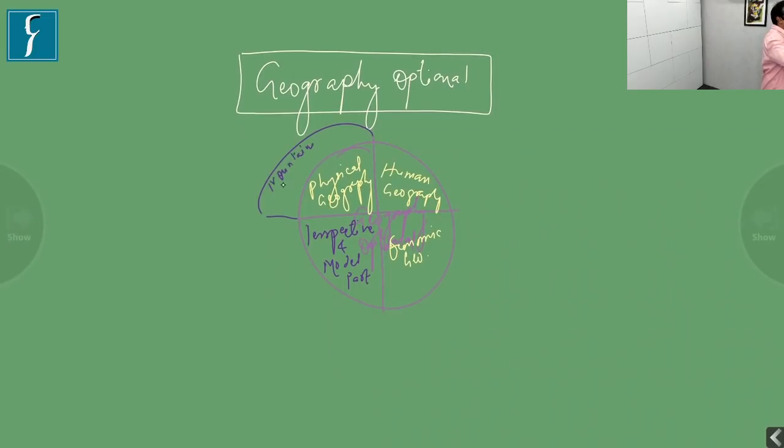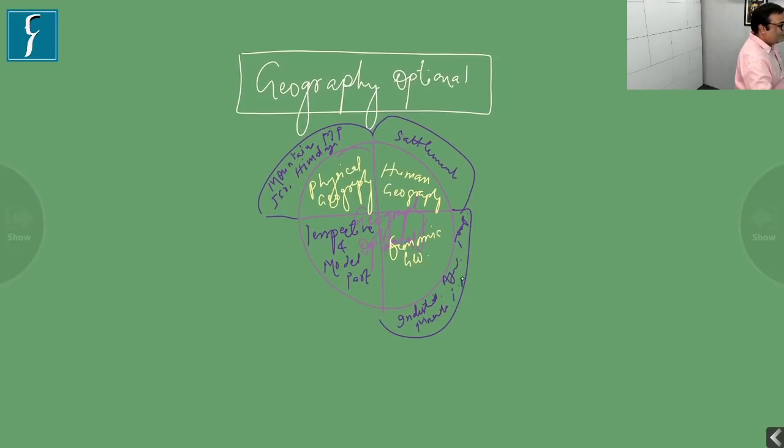Here you see, for the beginners, in physical geography we talk about mountains, mountain building, plate tectonics, isostasy, Himalaya, etc. In human geography, we talk about settlement. In economic geography, we talk about industrial location, agriculture, transport, minerals, and regional planning.